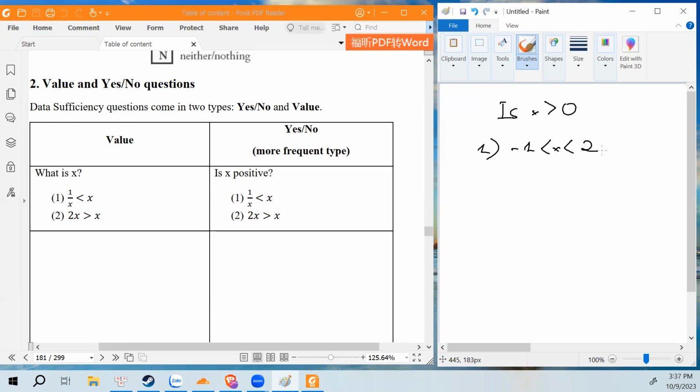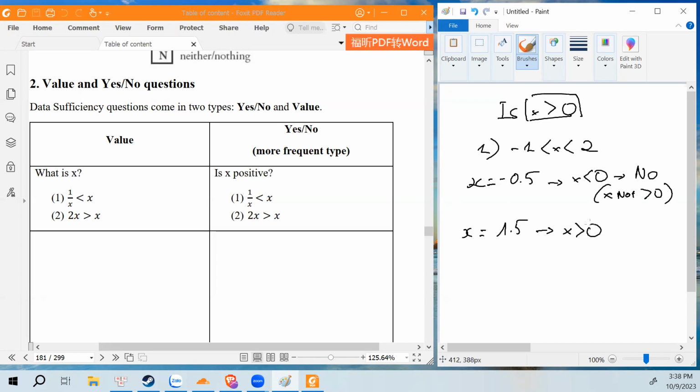So what happens now? In this case, we can pick out several values for x. Suppose x equals -0.5. Then in this case, x is less than 0, and the answer to this question is no. X is not greater than 0. But if x equals, say, 1.5, then x is greater than 0. Then the answer becomes yes, x is greater than 0.